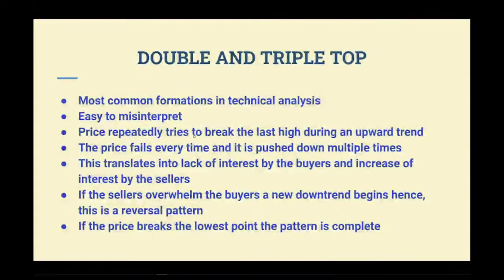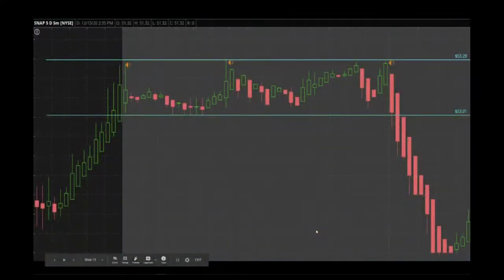Price repeatedly tries to break out of the last high during an upward trend. The price fails every time and it is pushed down multiple times. This translates into lack of interest by the buyers and an increase of interest by the sellers. If the sellers overwhelm the buyers, a new downtrend begins. Hence, this is a reversal pattern, what we said before. If the price breaks the lowest point, the pattern is complete.